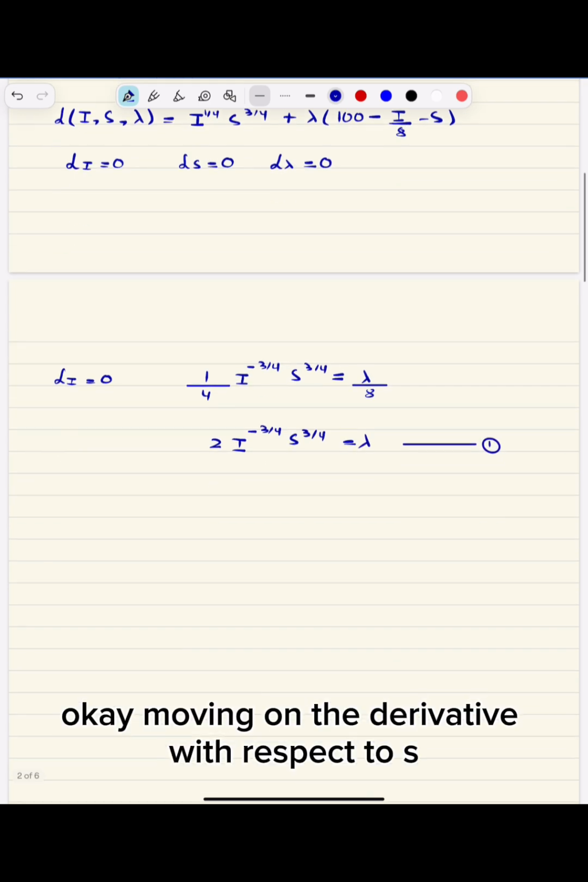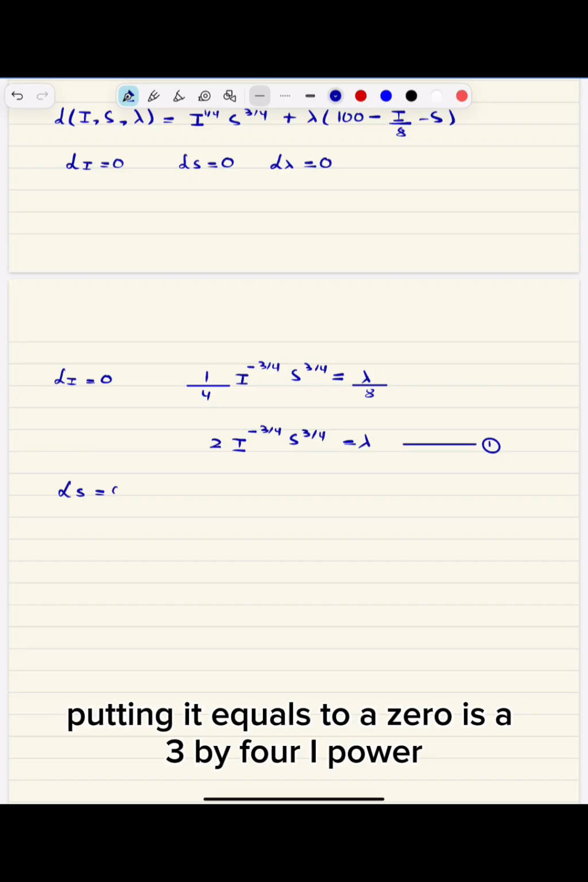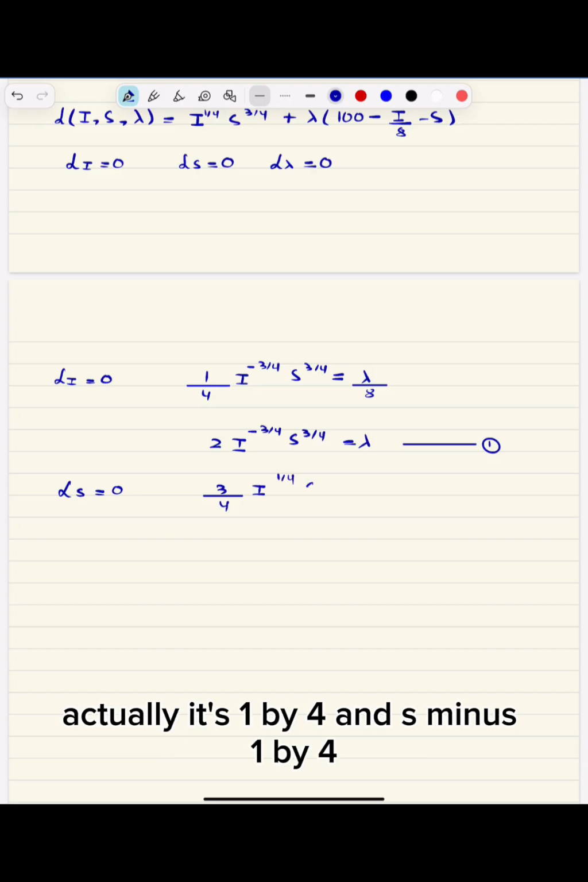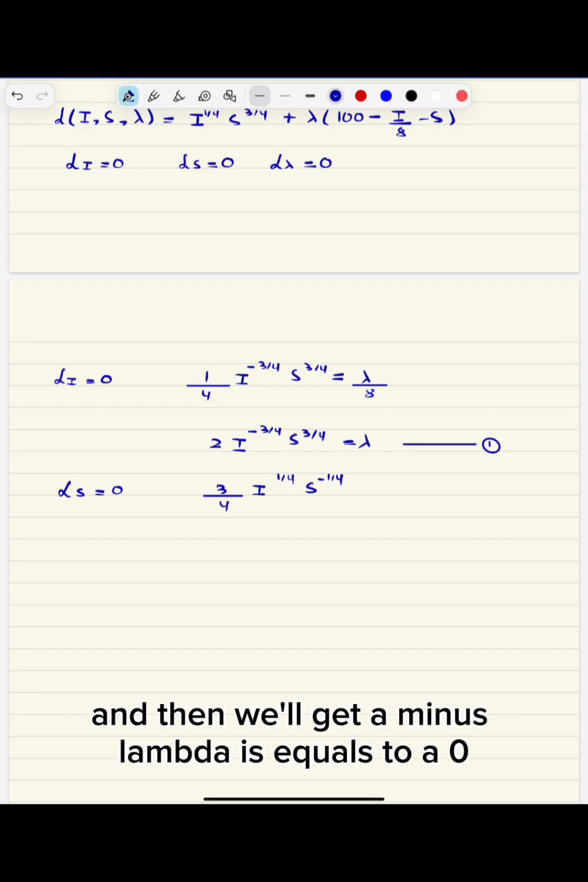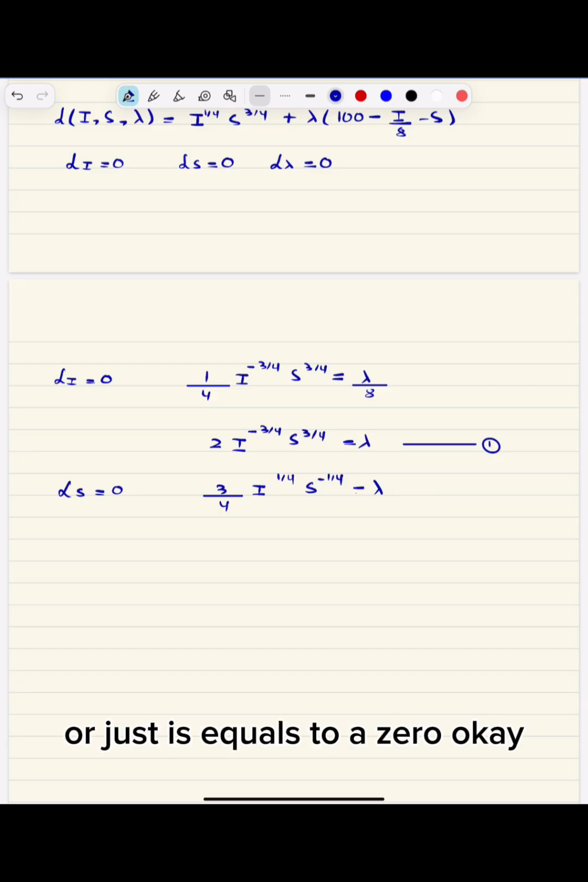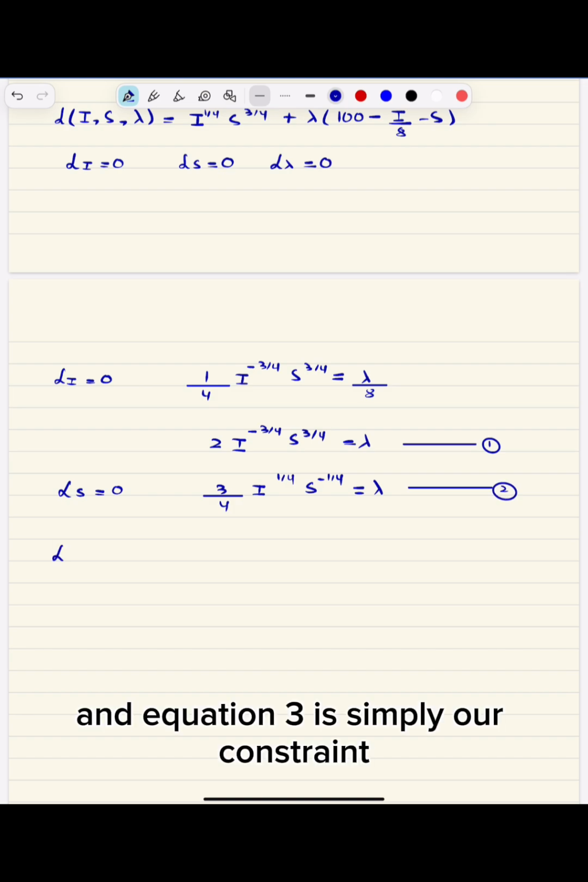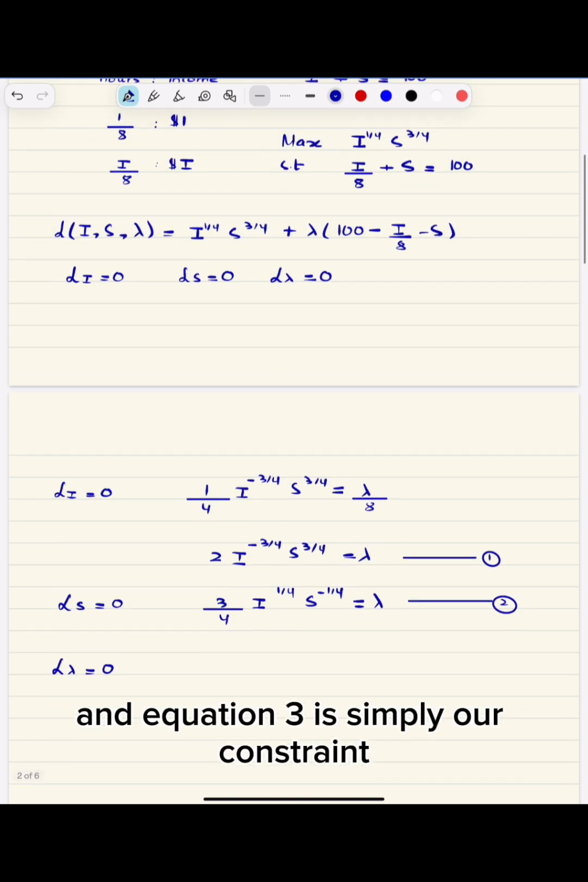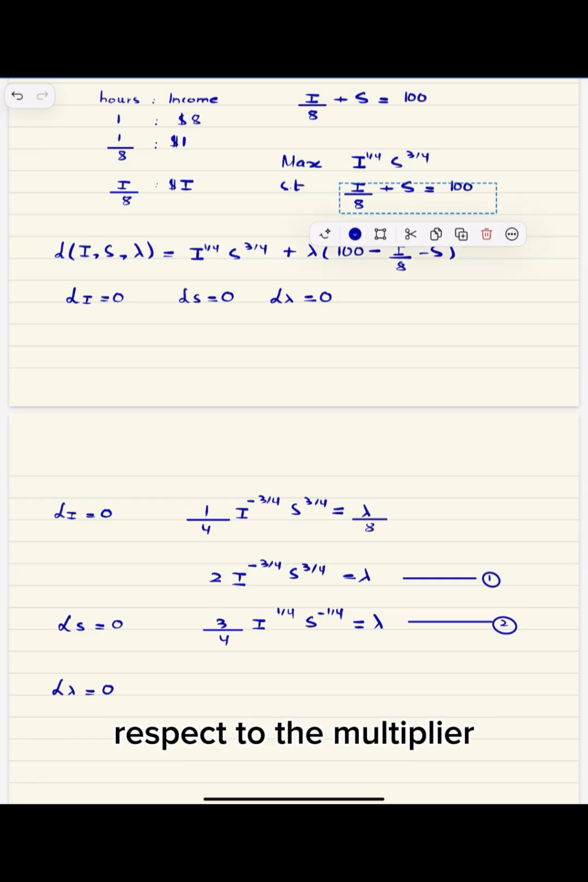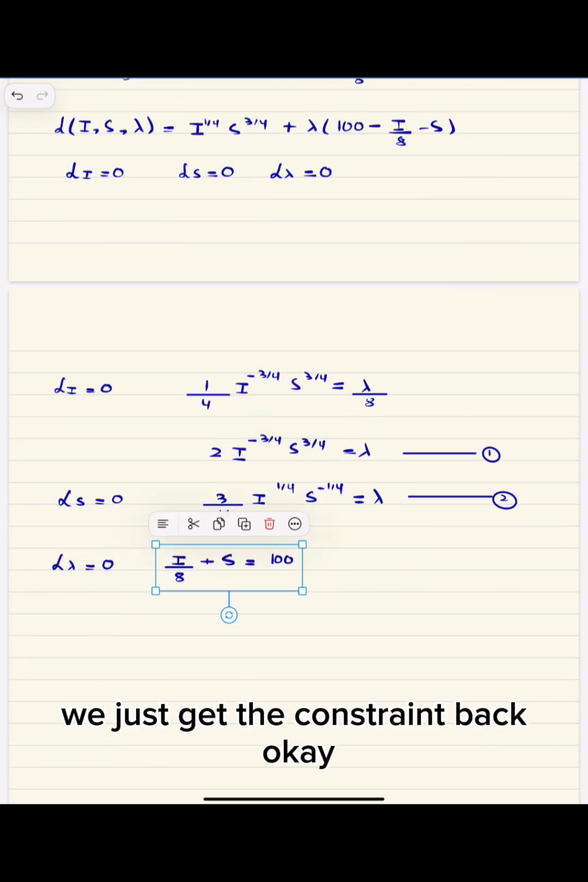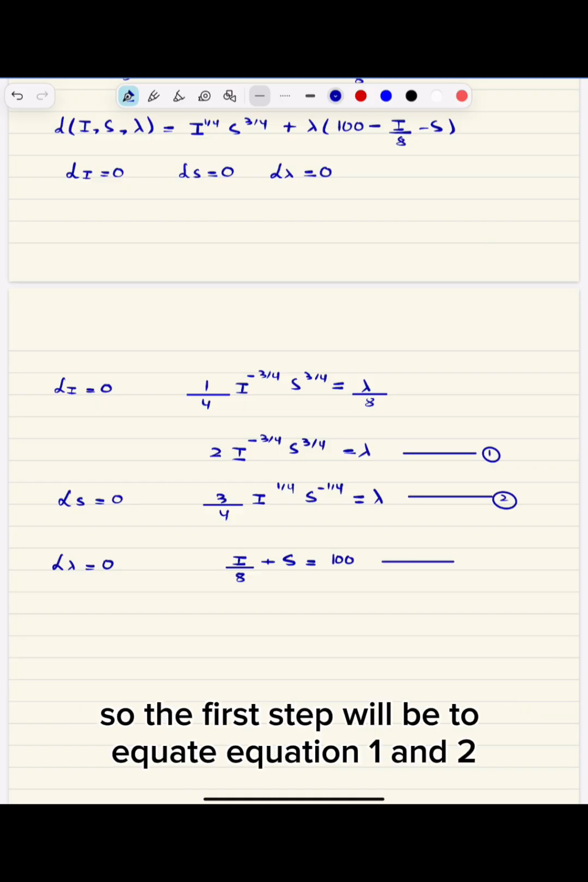Okay, moving on, the derivative with respect to S, putting it equal to 0, is 3 by 4 I power, actually it's 1 by 4, and S power minus 1 by 4, and then we'll get a minus lambda is equal to 0, or just is equal to lambda. Okay, this is equation 2. And equation 3 is simply our constraint, because when we take the derivative with respect to the multiplier, we just get the constraint back.